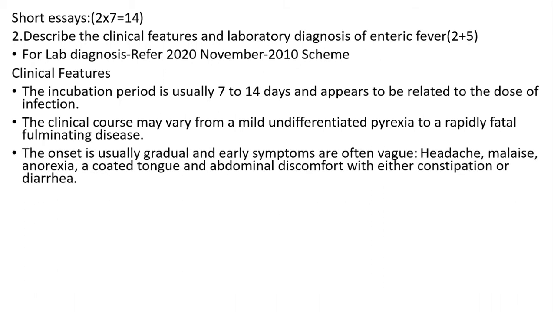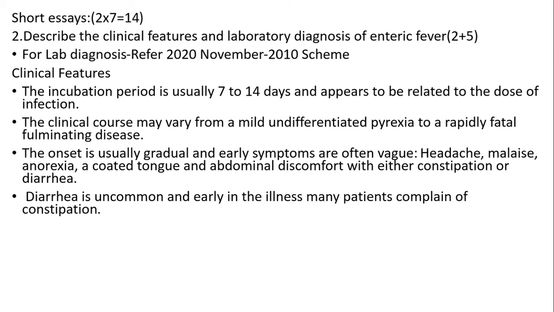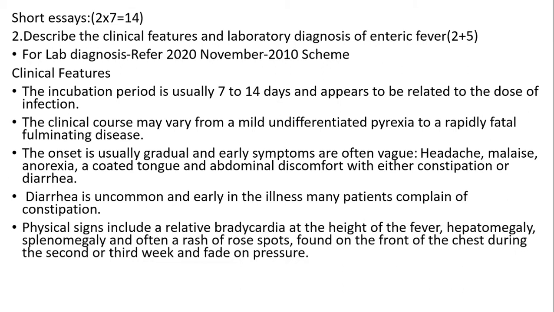The onset is usually gradual and early symptoms are often vague, like headache, malaise, anorexia, a coated tongue and abdominal discomfort with either constipation or diarrhea. Diarrhea is uncommon and early in the illness many patients complain of constipation. The physical signs include relative bradycardia at the height of the fever, hepatomegaly, splenomegaly and often rose spots found on the front of the chest during the second or third week, which fade on pressure.